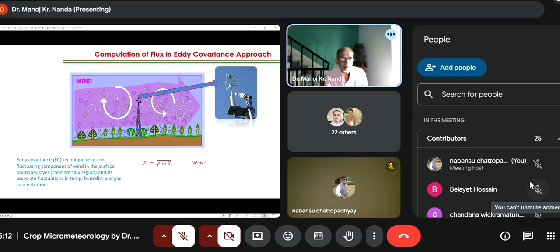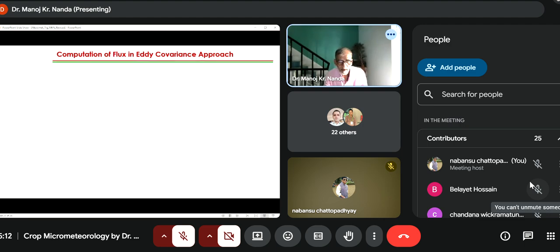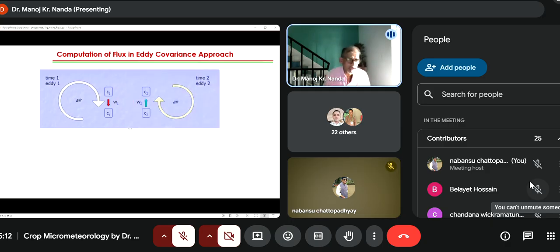At a glance, the formula is like that. But this is not all. Let me tell you the formula in detail. Rho is air density. Omega is vertical wind speed. And S is the concentration of the quantity. This concentration may be heat, vapor, or any other gas. Among these, let us choose heat transfer for this understanding. All of the transfers follow the same process.